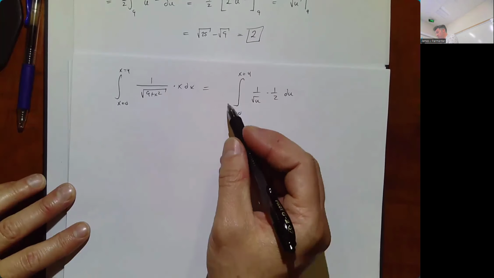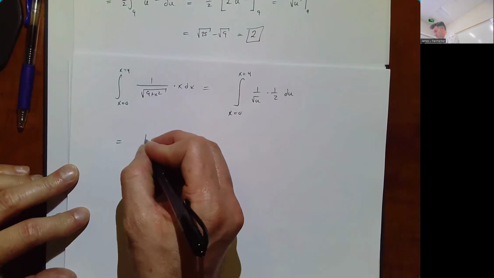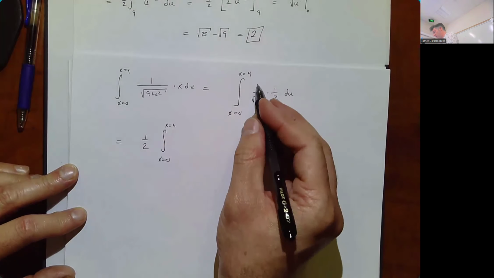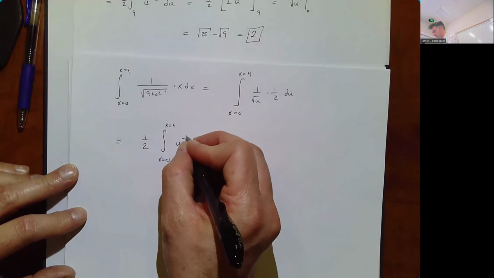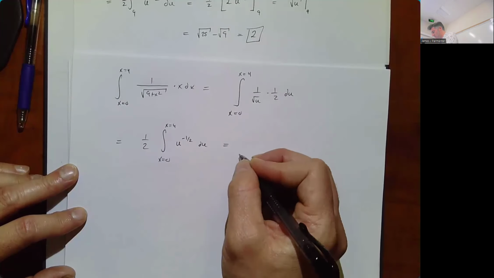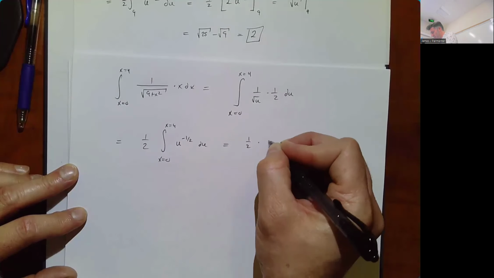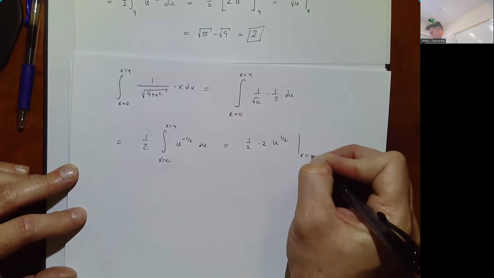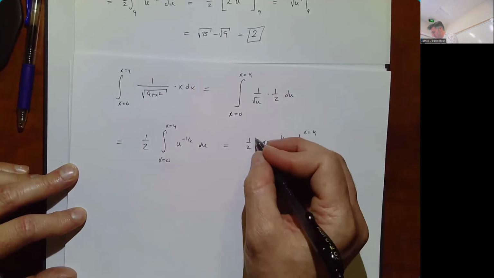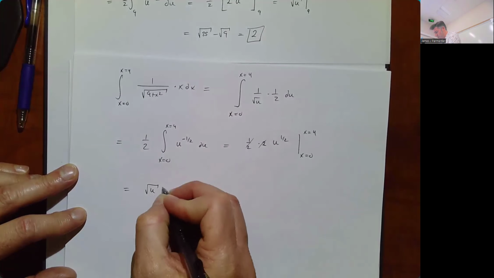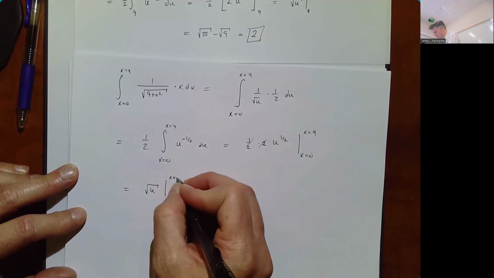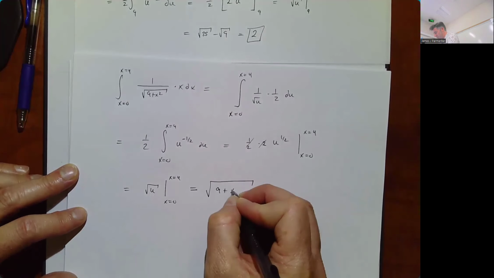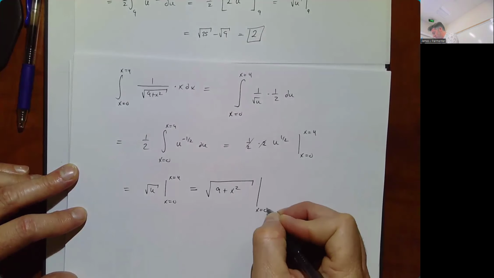So then we're going to do the same thing. We're going to rewrite this as 1/2 the integral from x equals 0 to x equals 4. 1 over the square root of u is the same as u to the negative 1/2. We antidifferentiate. We get 1/2 times u to the 1/2 divided by 1/2, which is the same as multiplying by 2, from x equals 0 to x equals 4. The 2 and the 1/2 cancel. We get the square root of u from x equals 0 to x equals 4. We plug back in that u is equal to 9 plus x squared. And then we go from x equals 0 to x equals 4.